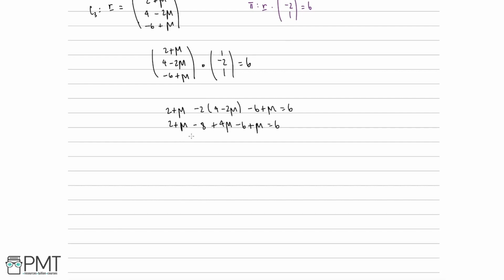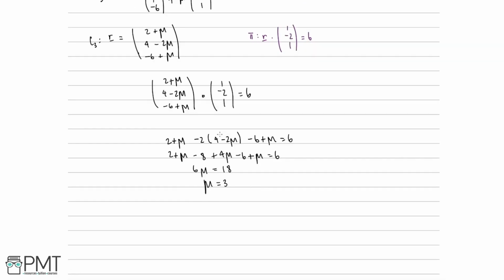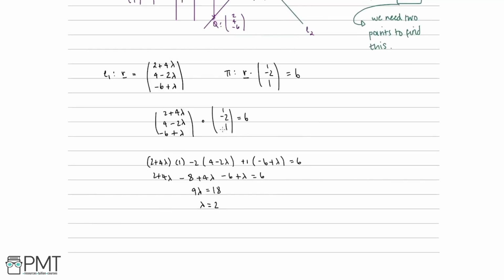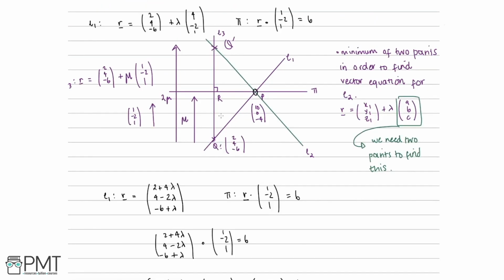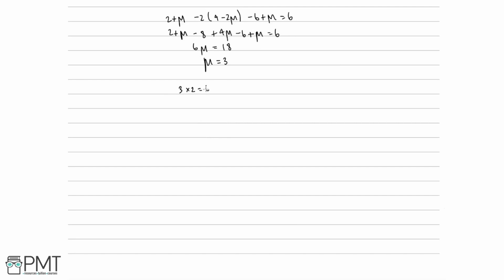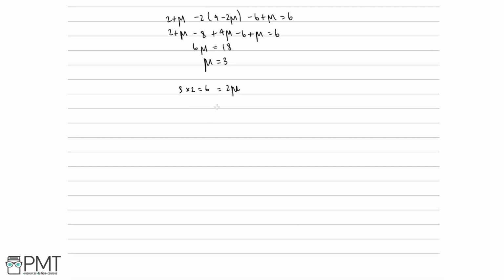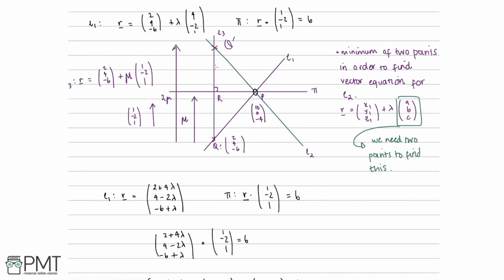And once again, we can move all of our constants onto the right-hand side and leave all of our mu terms on the left-hand side to form 6mu is equal to 18, and hence, in this case, mu is equal to 3. Once again, we need double this value of mu, to form our associated value of 2mu, in order to move up from Q to Q dash. So it will be 3 times 2, which would be 6. And thus we can use this associated value of 2mu to find the equation of Q dash.